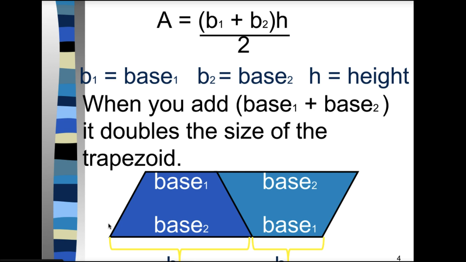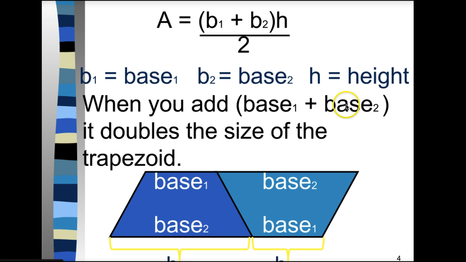So again, the formula we have: area is base 1 plus base 2 times the height of the figure, divided by 2. So again, base 1, base 2, height. And if you are writing that, please at least write this part down so you have it labeled.